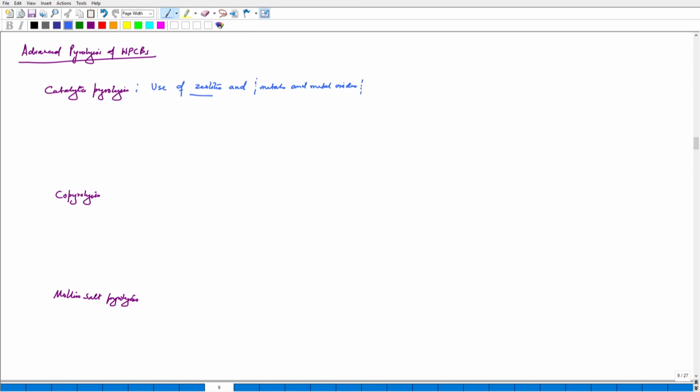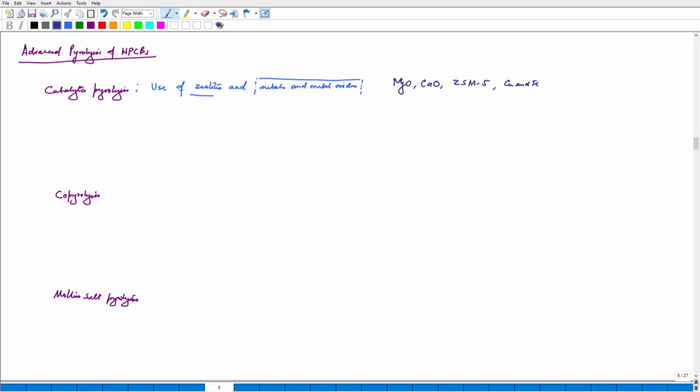So, it is zeolites and metals and metal oxides. What are the common examples? We can have MgO, CaO, and then ZSM5. ZSM5 is basically a zeolite, and then we can also have copper and iron. These are basically the catalysts that have been used for the pyrolysis.